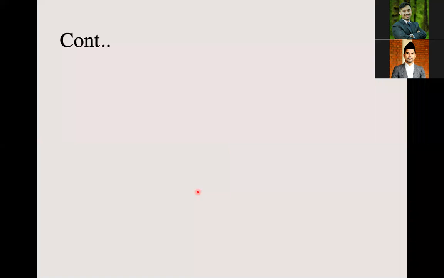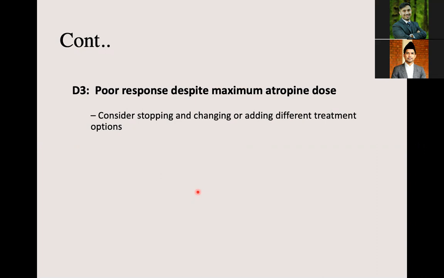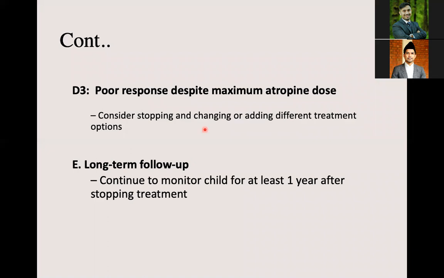And how can we conclude that the response to atropine is poor despite maximizing the atropine dose? We consider stopping and changing or adding a different treatment option. And last, long-term follow-up: continue to monitor children for at least 1 year after stopping the treatment.